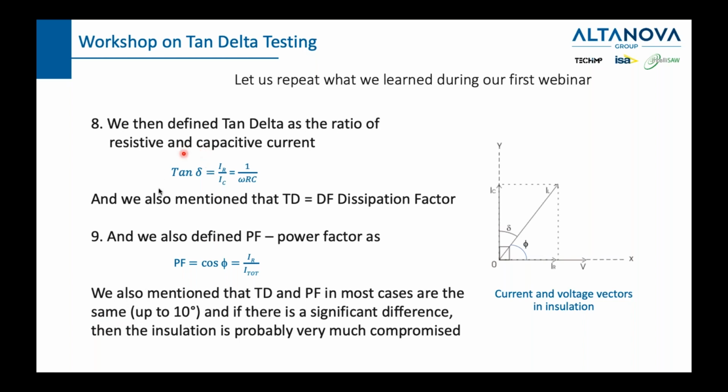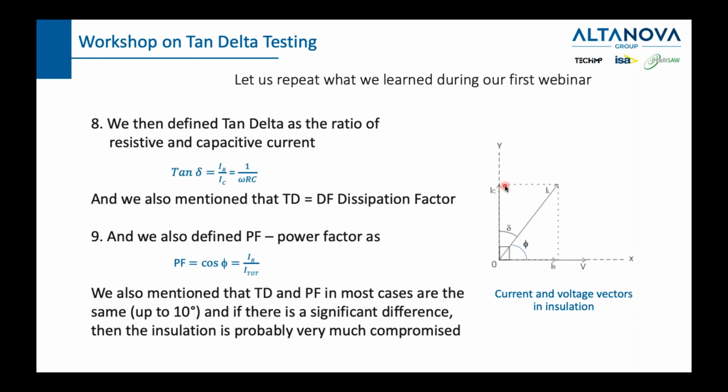We will see here, we said that tan delta is effectively the ratio of resistive current, or in-phase current, and the capacitive current. And also, we said that power factor is very similar. It is a ratio between resistive current and the total current. But as we mentioned, if this angle is very small, and it is, then this total current here is usually not like this, but it looks more something like this, very close to the y-axis. And if we divide this number with the y-axis, or with a vector which is very close to that, we get more or less the same number.